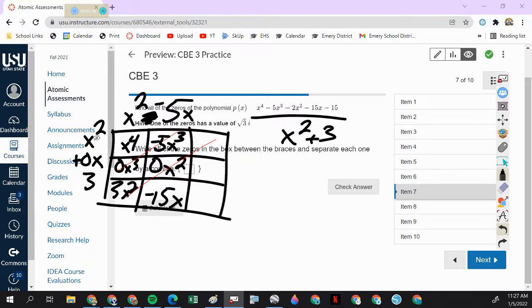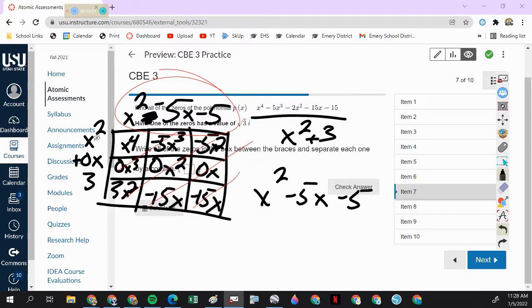So I need to subtract 5. And 0x and negative 15x. Those need to add up to negative 15, which they do, and those need to add up to negative 15, which they do. So x squared minus 5x minus 5. Does that factor? No. So we have to use the quadratic formula.